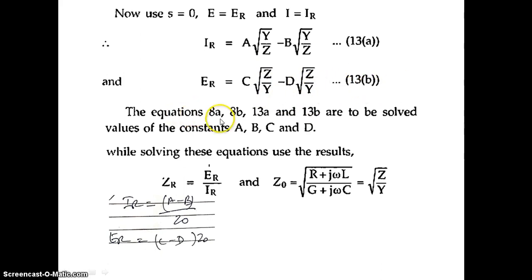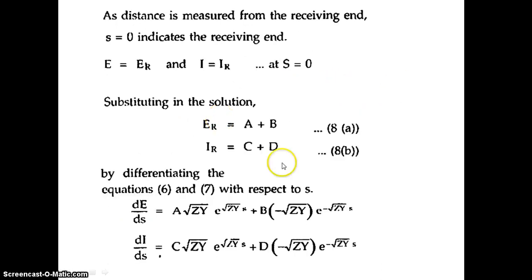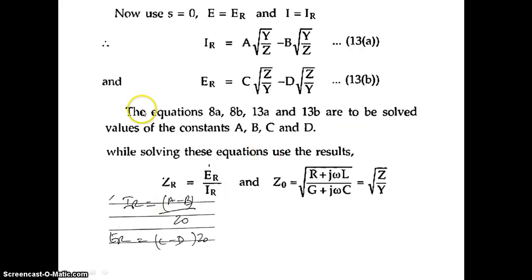So these four equations: here we have two equations, that is ER equal to A plus B, IR equal to C plus D, and here we have two equations for IR and ER. These four equations are to be solved for the values of constants A, B, C and D. While solving, you use these relationships, that is ZR equal to ER by IR and Z0 equal to root of Z by Y. So use these two equations.